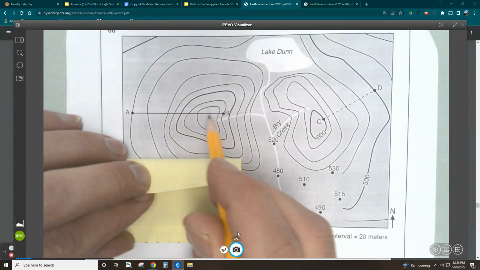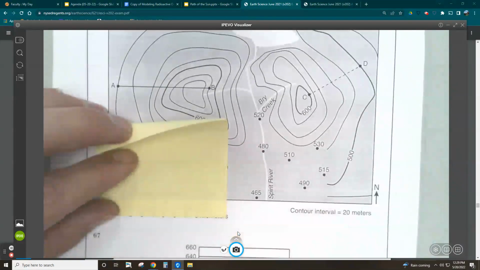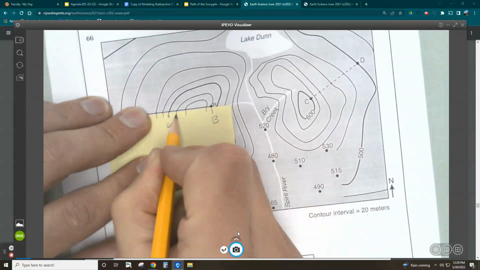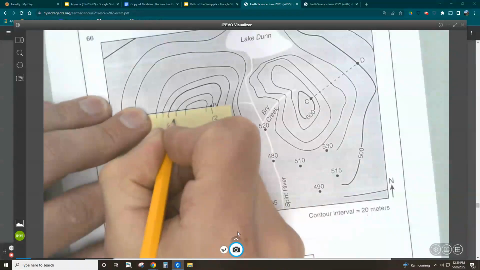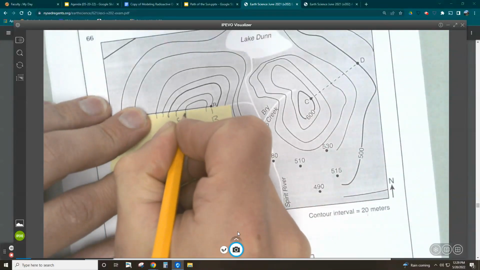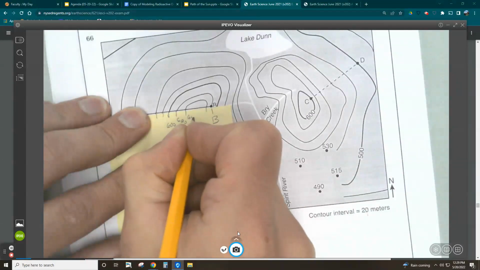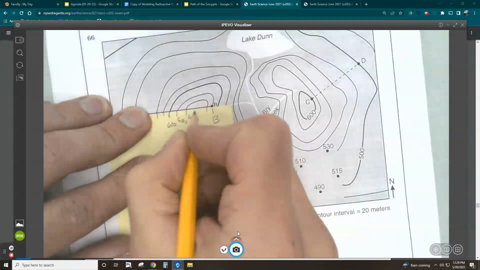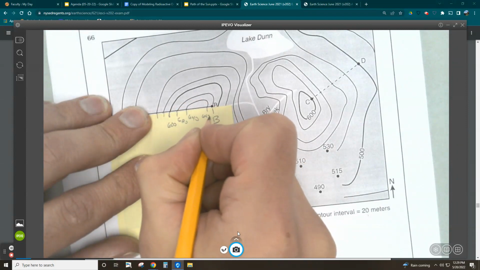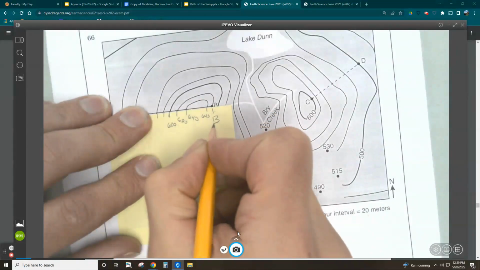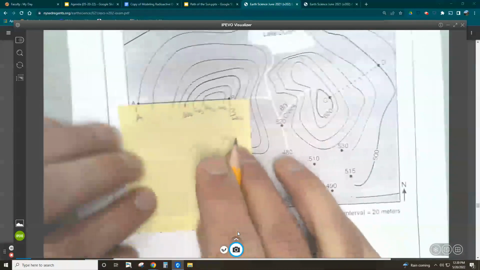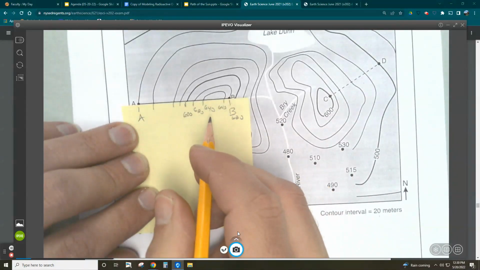If you look, these circles are getting smaller and smaller, so we're actually going up a hill here. And if you also look on the map, they go by 20s. So that would mean that this next line after 600 is 620, and this one right here is 640. And if you notice, it's actually the same line here, so that one also is 640. And B is actually located at 620. So I'm just going to label these on here. It's always helpful to put as much information on your scrap paper as possible.